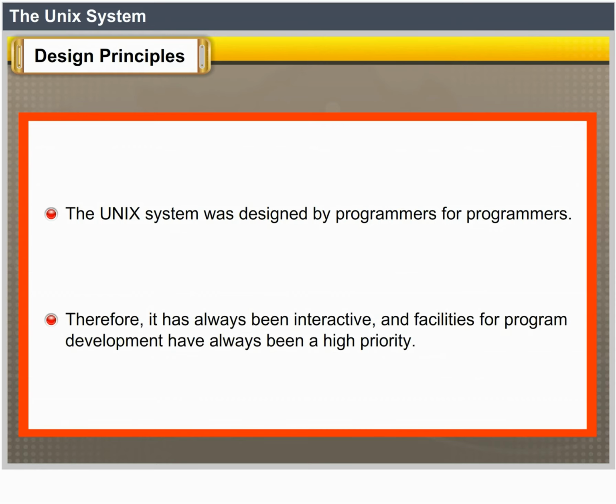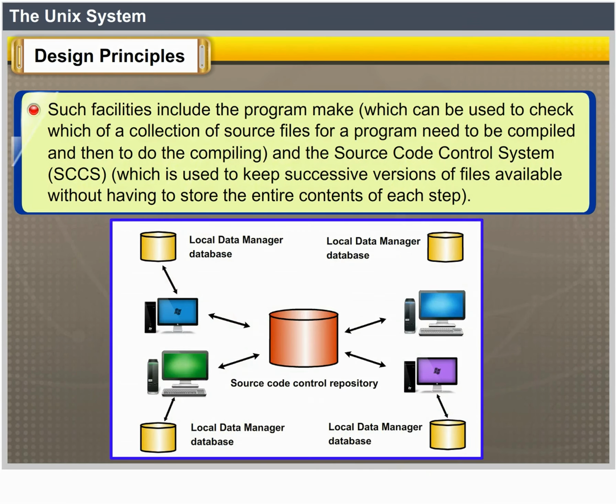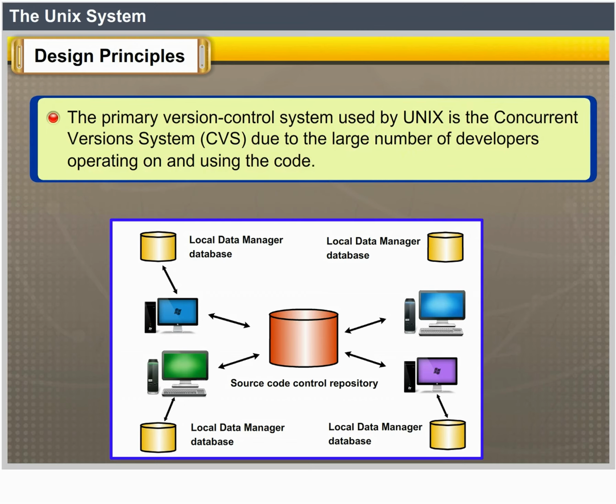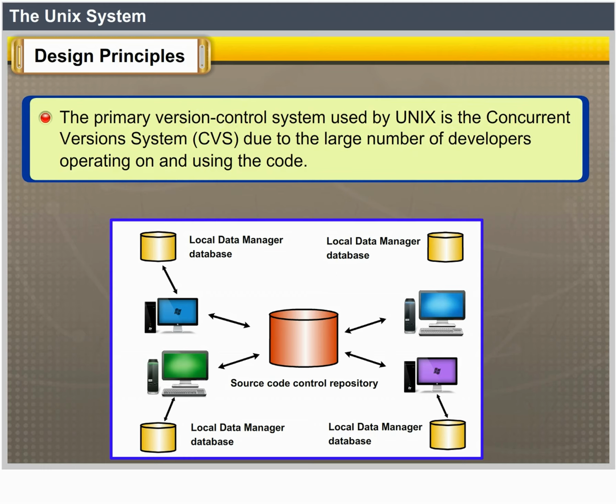Such facilities include the program make, which can be used to check which of a collection of source files for a program need to be compiled and then to do the compiling, and the source code control system, SCCS, which is used to keep successive versions of files available without having to store the entire contents of each step. The primary version control system used by Unix is the Concurrent Version System, CVS.